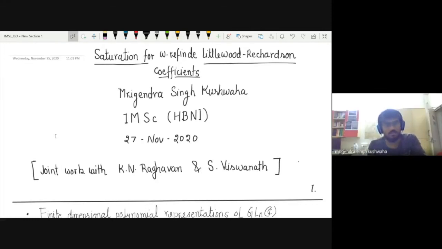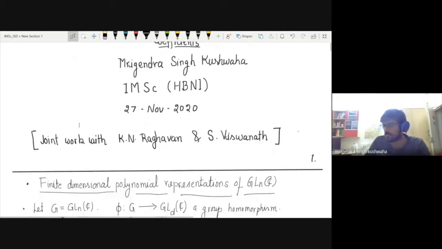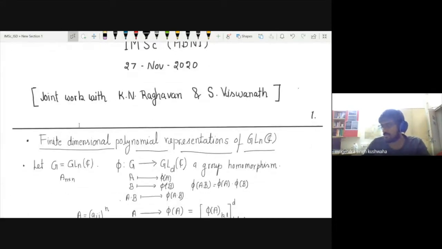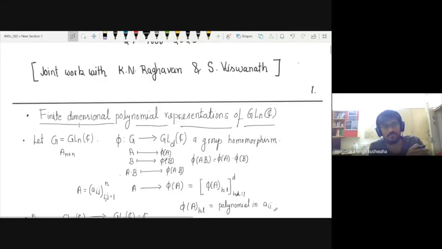Today I would like to thank the organizers for giving me this opportunity. This is a joint work with Raghavan and Vishwanath, and I am going to talk about saturation for W-refined Littlewood-Richardson coefficients. First I will quickly recall some basics of the representation theory of the general linear group.